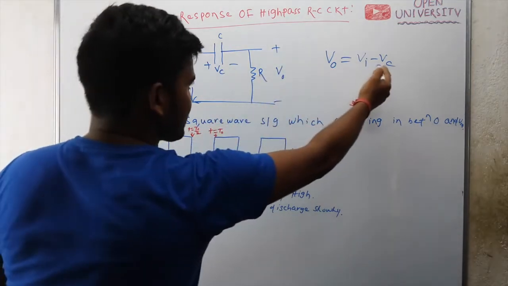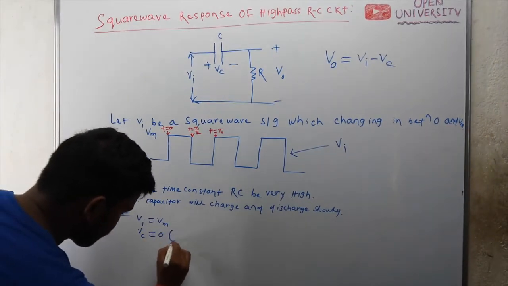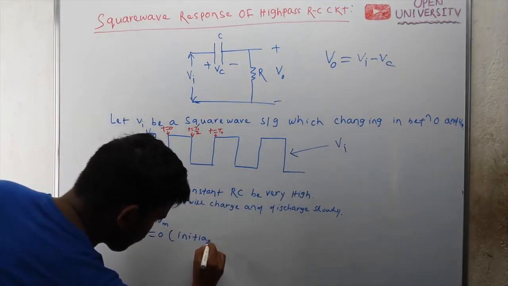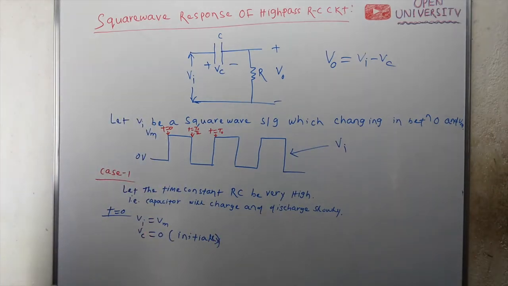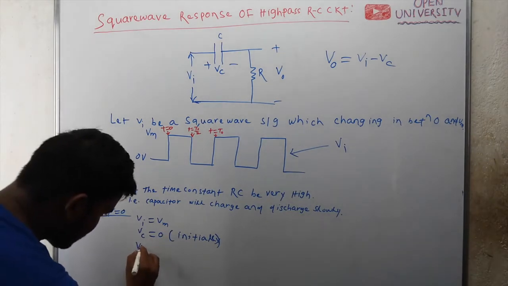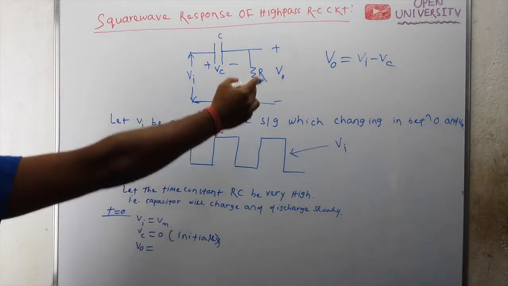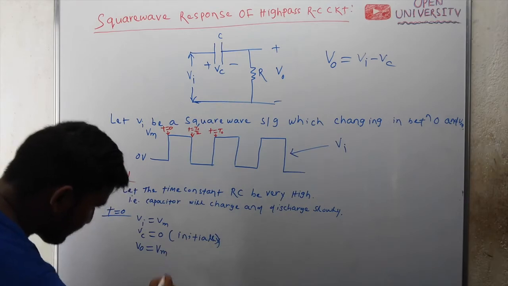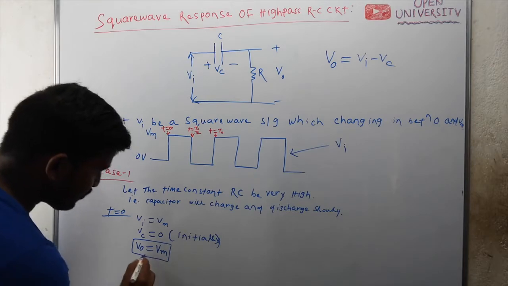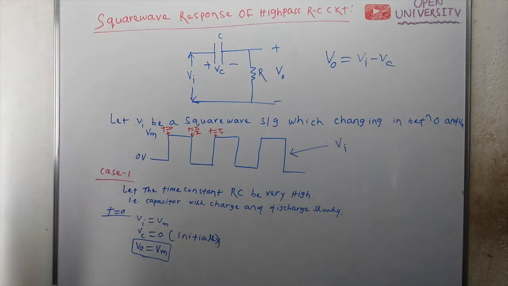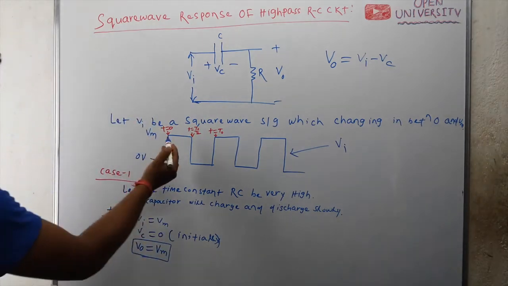Output voltage is Vi minus Vc. What is Vc? Let Vc be 0. Initially I am assuming there is no charge in the capacitor, that the capacitor voltage is 0. This is my assumption. Then what will be your output voltage? Output voltage will be Vi minus Vc. Vi is Vm, minus Vc value 0, so your output voltage is Vm. When t equal to 0, output voltage is Vm.